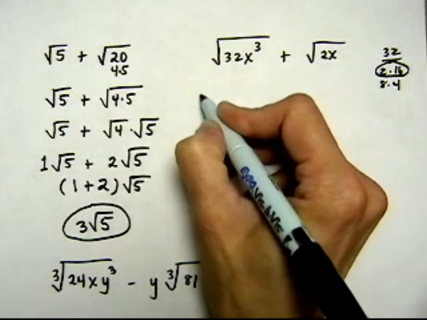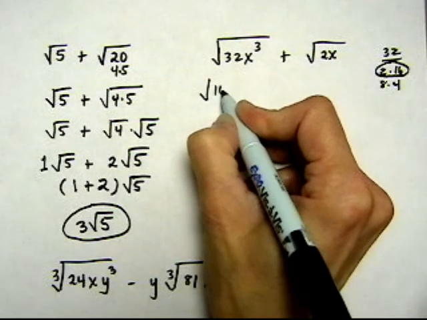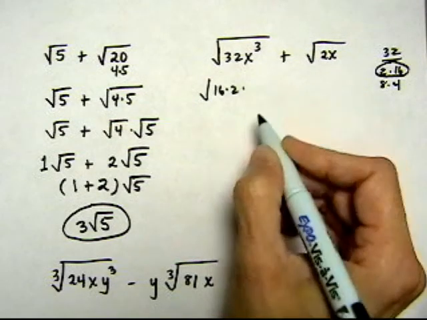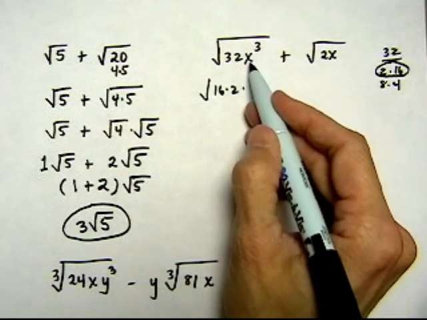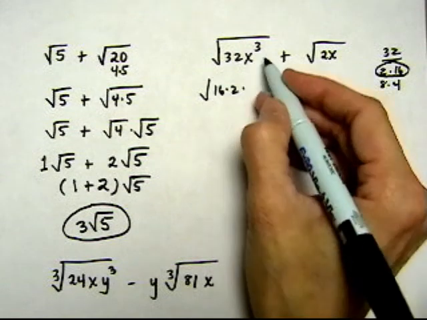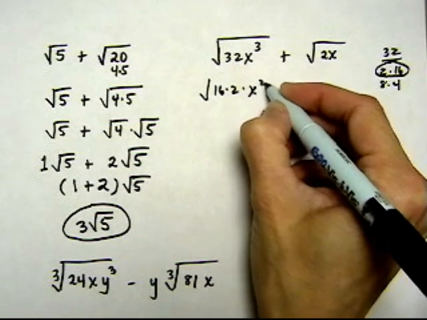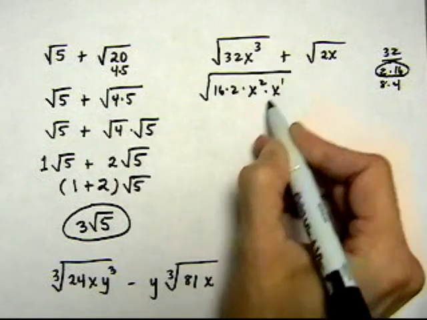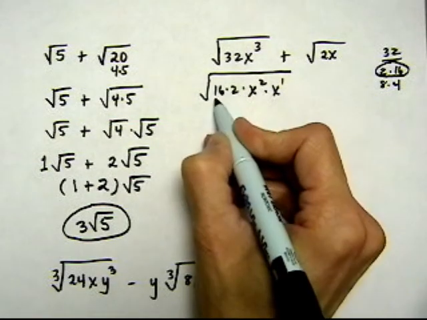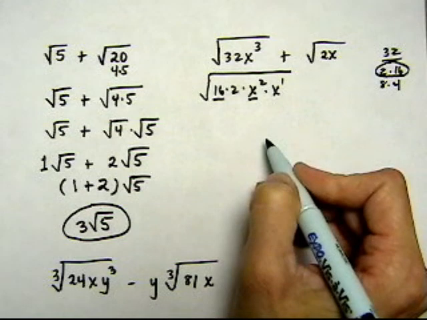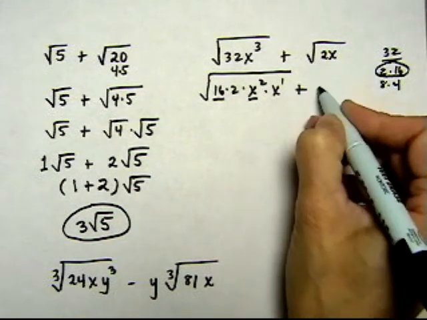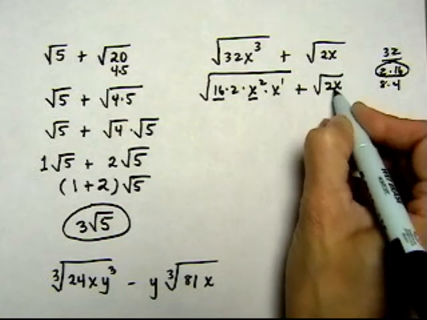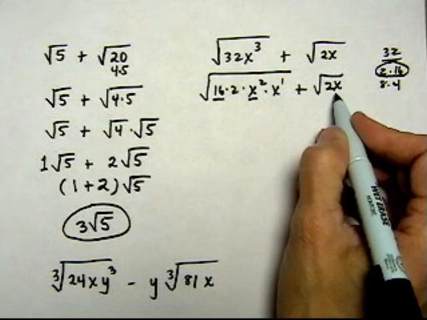So I'll rewrite this as 16 times 2. And then for x cubed, the highest possible square that I could break that into is x squared times x to the 1, where x squared is a perfect square. So 16 and x squared are perfect squares. And I'll just bring down the plus root 2. There's nothing we can do with that, or root 2x.